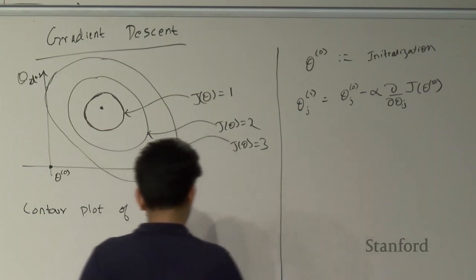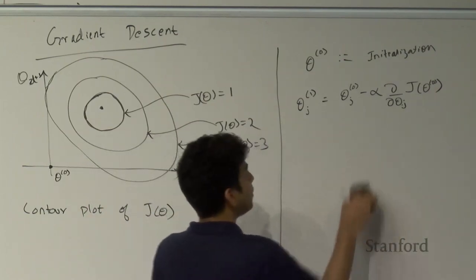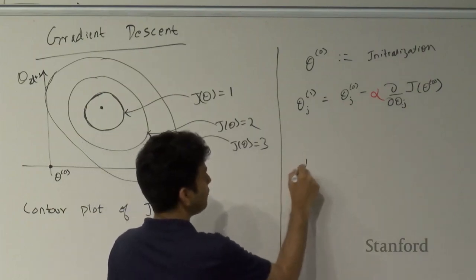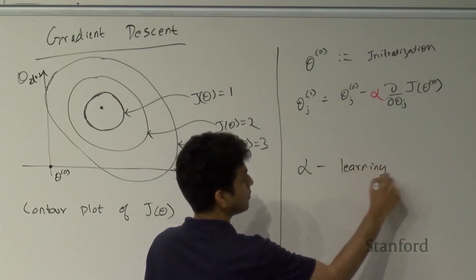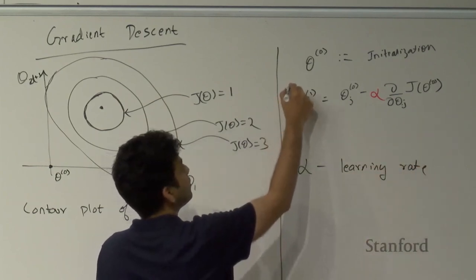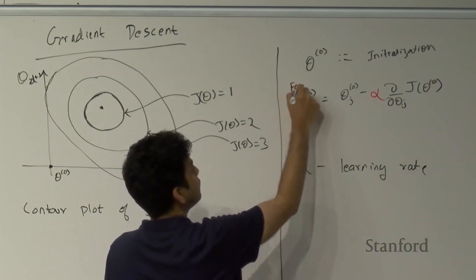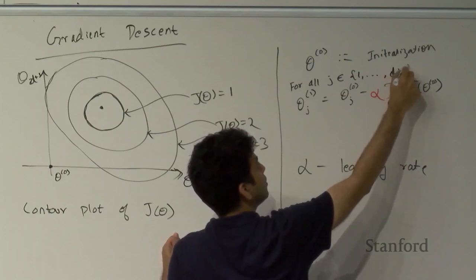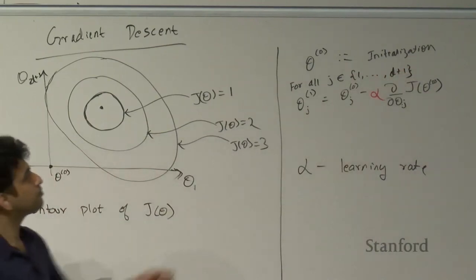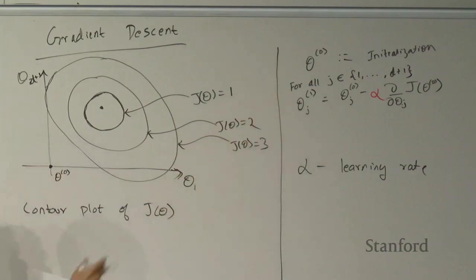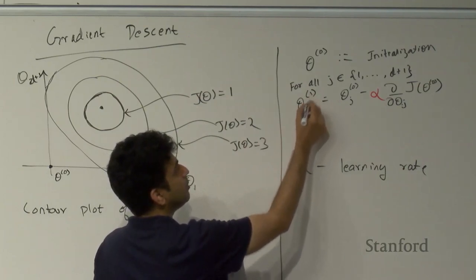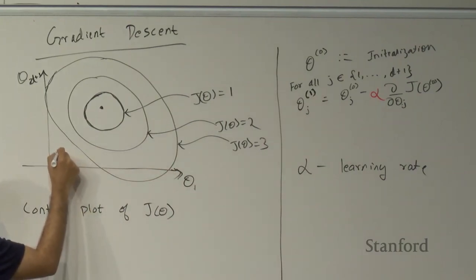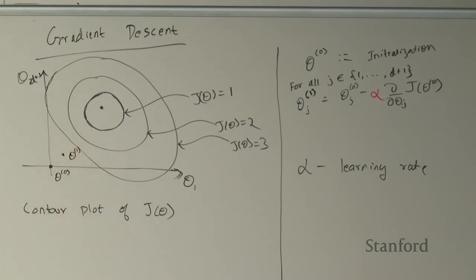We multiply by some constant alpha, where alpha is what we call the learning rate. And we repeat this for all j in 1 through d plus 1. With this rule, we calculate theta j for the next iteration, and that's going to give us, for example, a theta 1. Now, what's happening here?